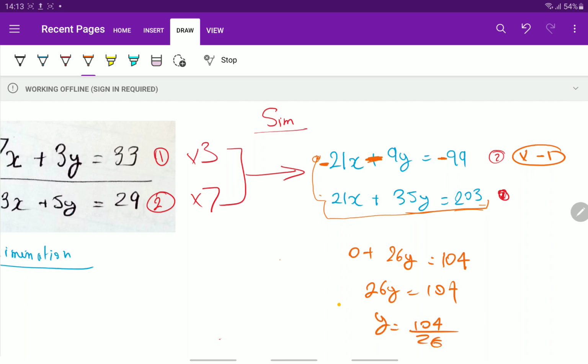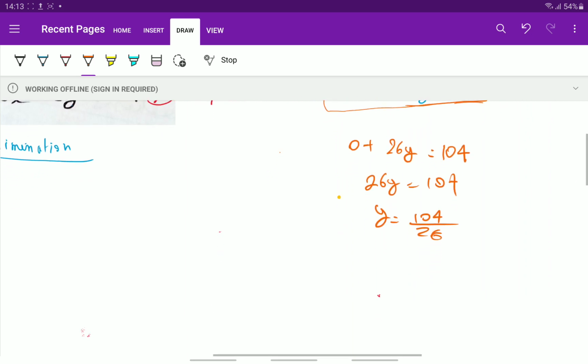Let's see if this actually gives any numbers. Sorry, I entered it in wrong. Yep, that gives us y is equal to 4.